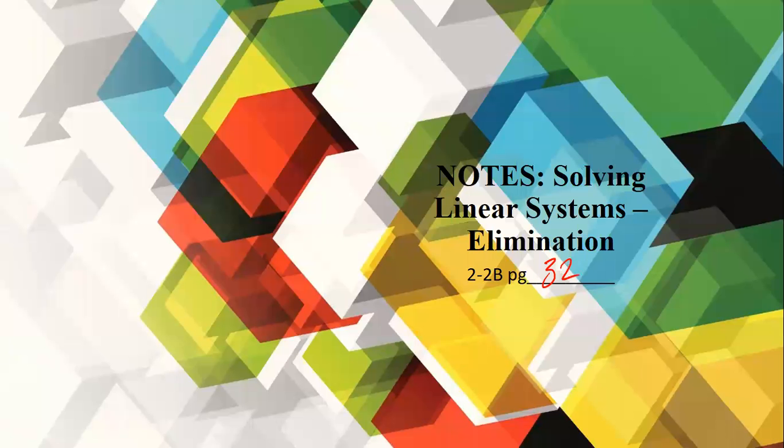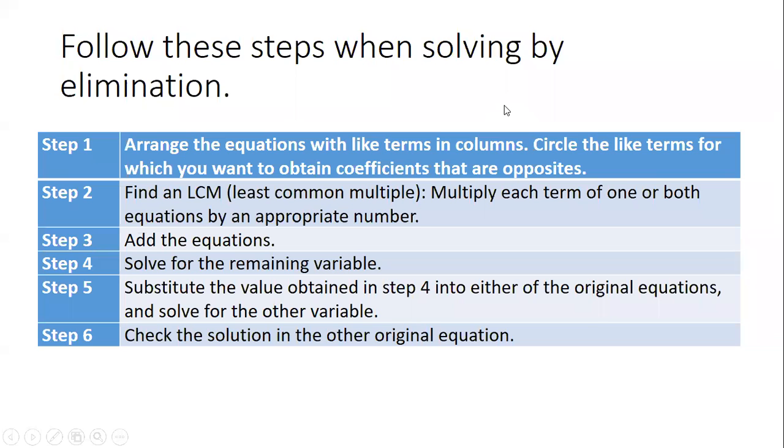All right, so solving linear systems, elimination method. When you're solving linear systems by elimination, these are the 6 steps that you follow. The 6 steps are already listed on your paper if you look at your paper.